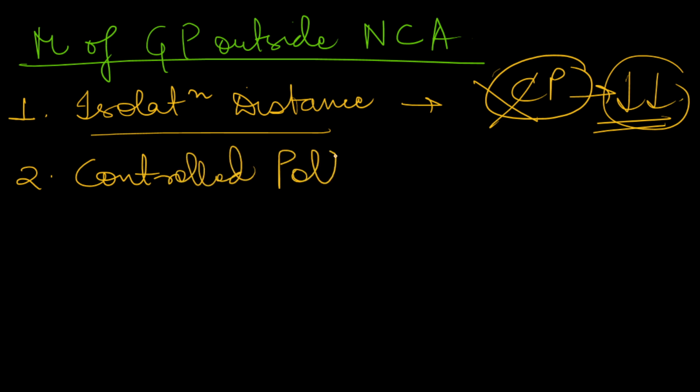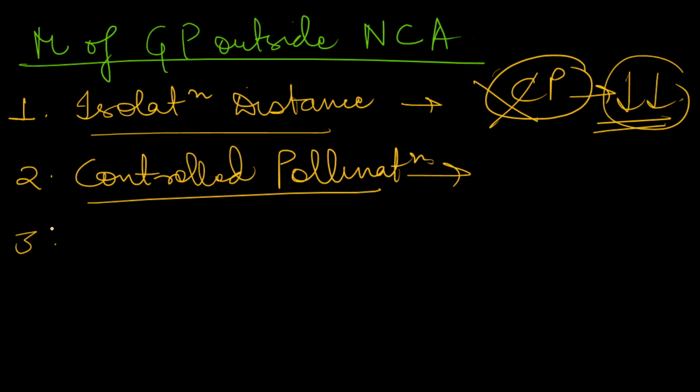Controlled pollination. Through controlled pollination we can ensure that foreign pollen is not introduced into the plant, and only those characters which we want to maintain, and which we want our genes to be pure for, are pollinated. So this can be done.